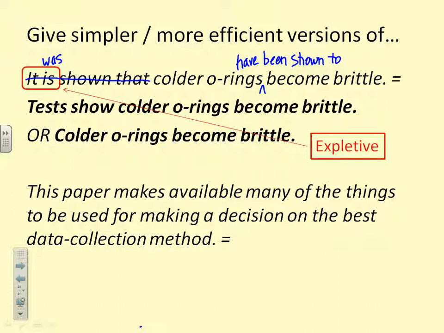So, this paper makes available many of the things to be used for making a decision on the best data collection method. There's a lot to fix in that one. This paper is used for making a decision on the best data collection method. Okay. Feels good to cross all that out. Okay, that's a good start.